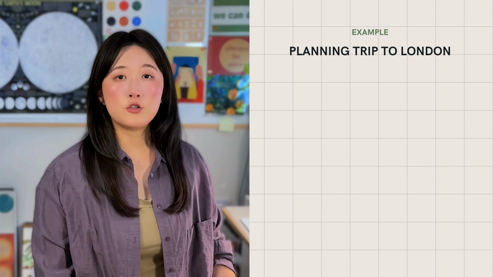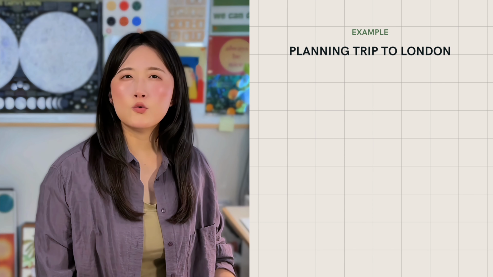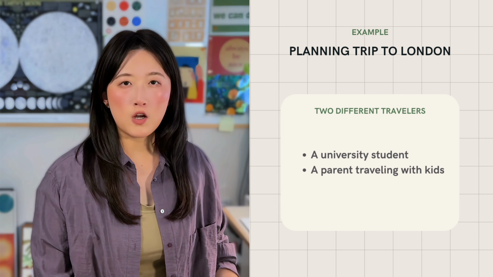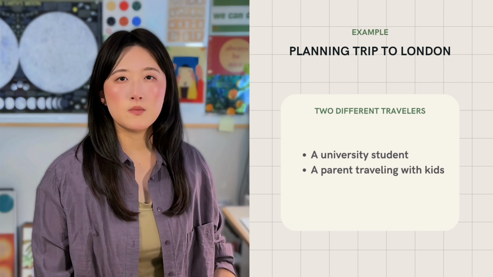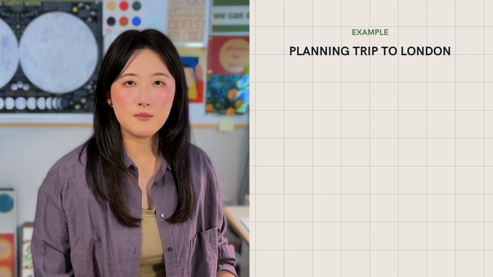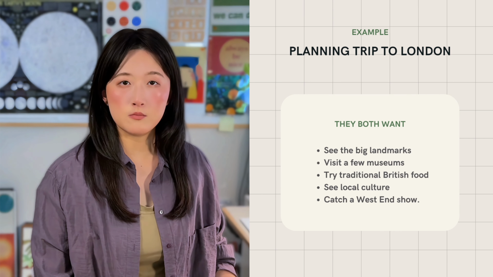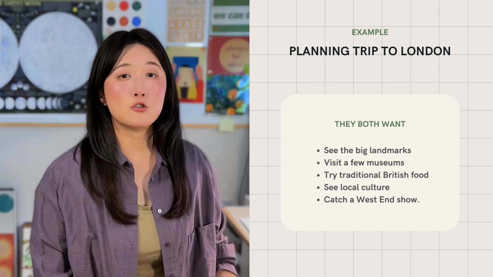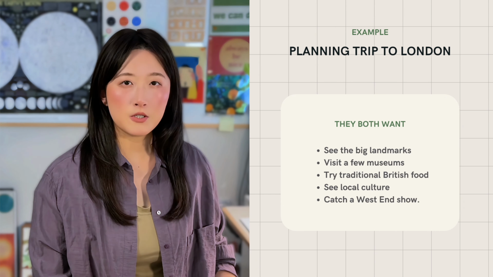Say you are planning a trip to London, and you've never been there before. You're not sure what to do, so you turn to ChatGPT to explore some ideas. We've got two different travelers here: a university student and a parent traveling with kids. Both of them want roughly the same thing: see the big landmarks, visit a few museums, try some traditional British food, see some local culture, maybe even catch a West End show. That's the context. It's solid but unfocused.